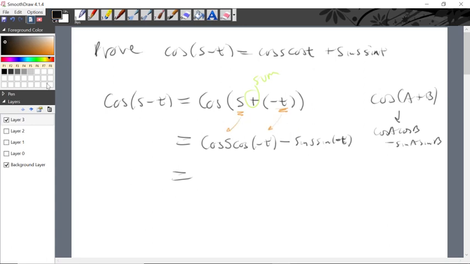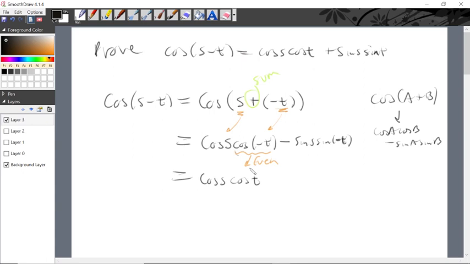Now we can use even and odd, which are known trigonometric identities that we've already proven. We'll use even for the cosine of negative t. Cosine is an even function, that is. So we have cosine s times cosine t. An even function is such that f of negative x is f of x.